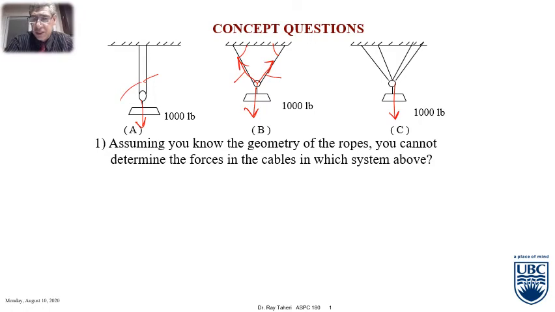But when it comes to C, you have four of them, and I have no way to solve this: two equations, four unknowns. So that's why this is not determinable, it's undeterminable. So the answer is C. Why? Obviously, because the number of unknowns is more than the number of equations.